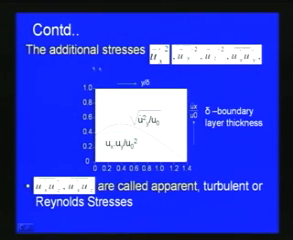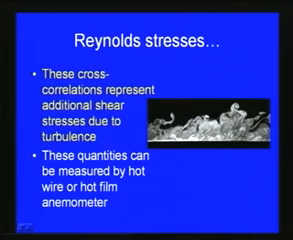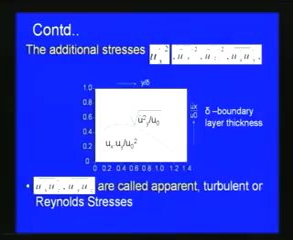This slide shows the additional stresses like u x dash bar square, u y dash bar square, u z dash bar square, or u x dash u y dash bar, u x dash u z dash bar, or u y dash u z dash bar. These are all the apparent or turbulent or Reynolds stresses, as we have seen. If some of the components we can measure using equipment like the hot film anemometer, then these measured values we can utilize in some of the equations to get the solution.